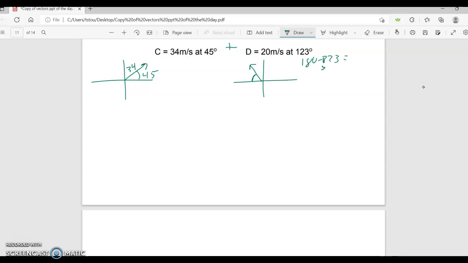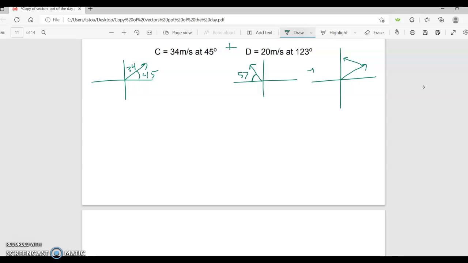57, I think. 57 it is. Gotta write better. And so I'm looking at my resultant vector here. So I'm going to add the two together. So here I've got C plus my D.